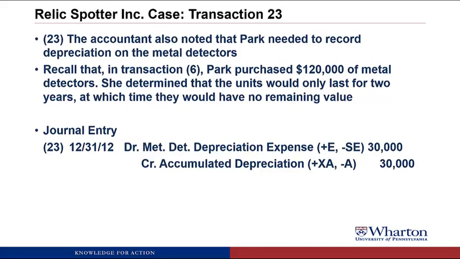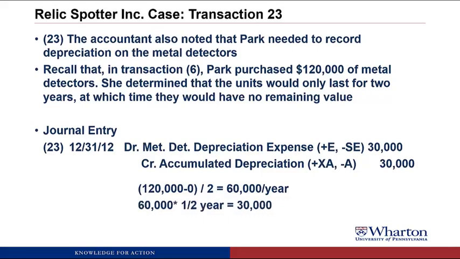Where do we get $30,000 from? The metal detectors originally cost $120,000. They have no salvage value, so we're taking that entire $120,000, spreading it over 2 years to get $60,000 per year, but it's only been half a year, so the amount that we depreciate is $30,000.